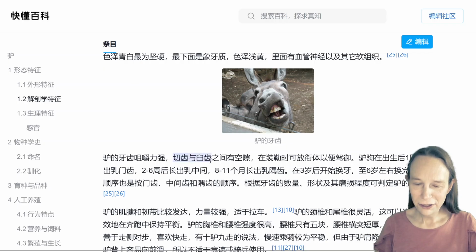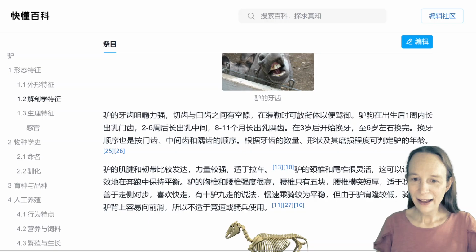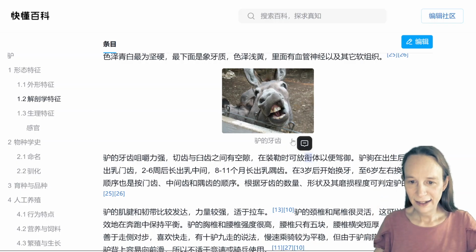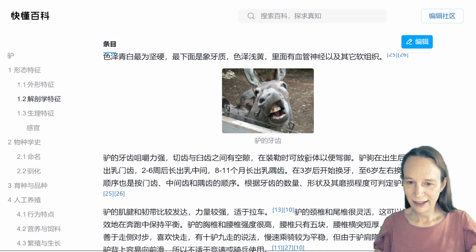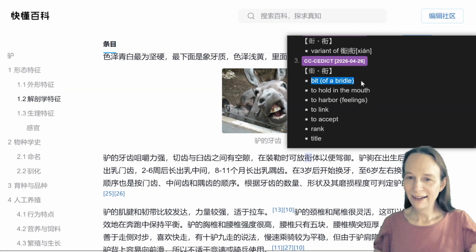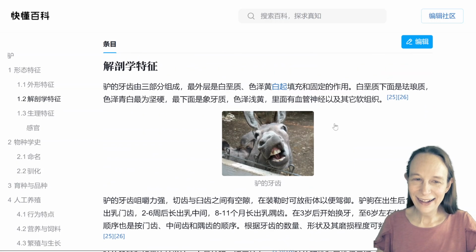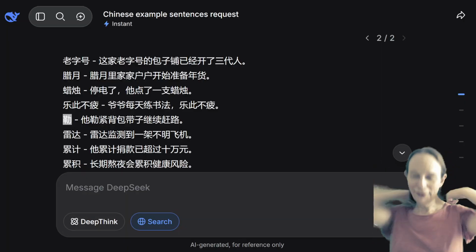切齿与臼齿之间有空隙，在装乐时可放弦体以便架线。So when you're putting a bridle on your donkey, 放弦 here. Oh, all right. There's another meaning of this. All right, you get the idea. It's a bridle. Law is bridle. Let's move on. That's number 1 of 5.